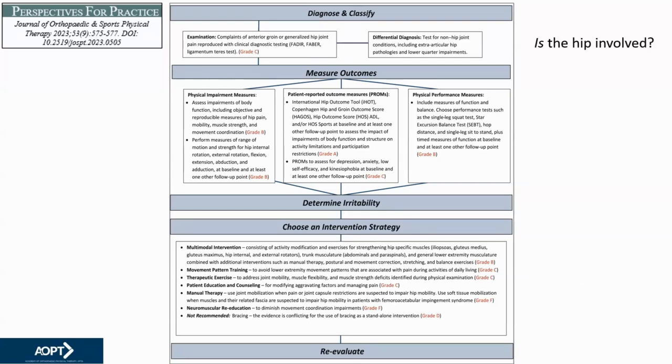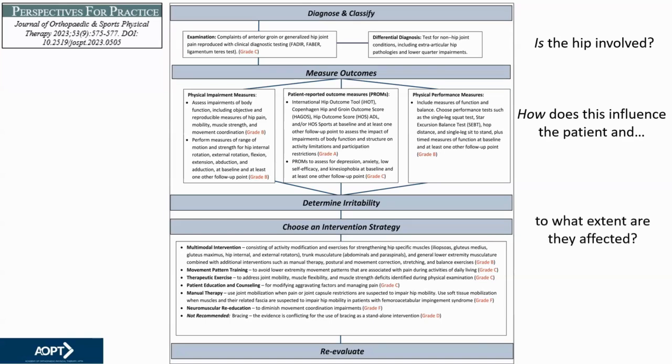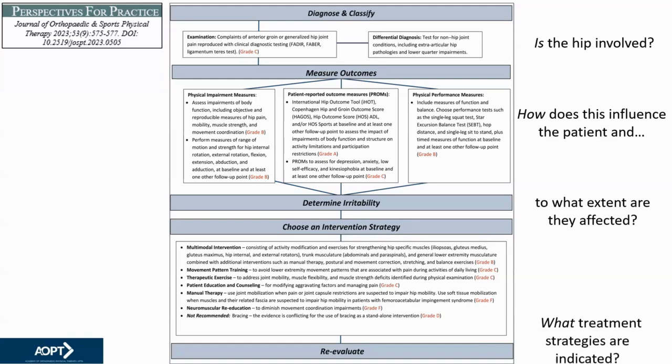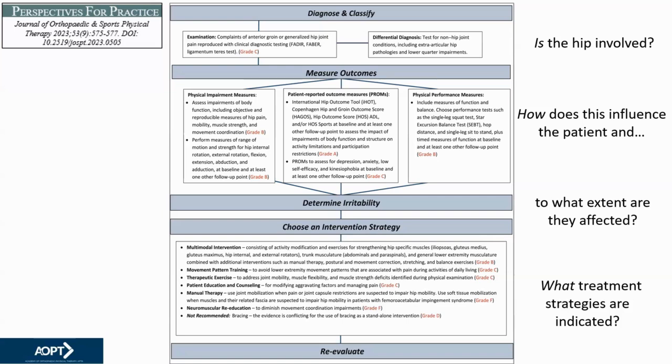So is the hip involved? Level 1. How does this influence the patient? And to what extent are they affected? And then what treatment strategies are indicated? Again, it's always an evolving process.